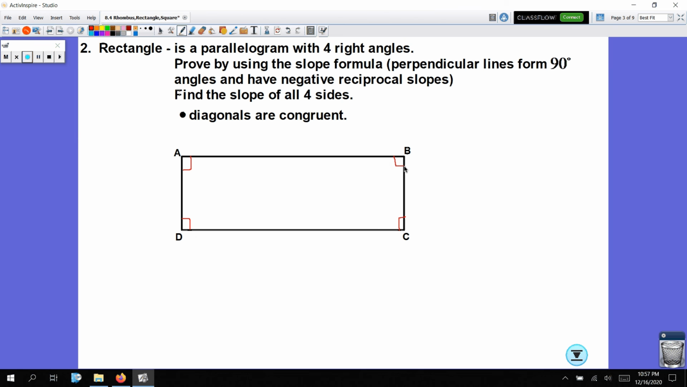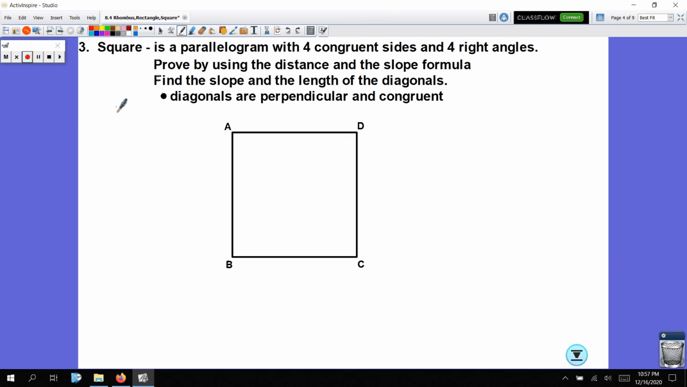The diagonals are congruent. That means that DB is congruent to AC. If you need to pause the video to make sure you copy everything down, please do so.